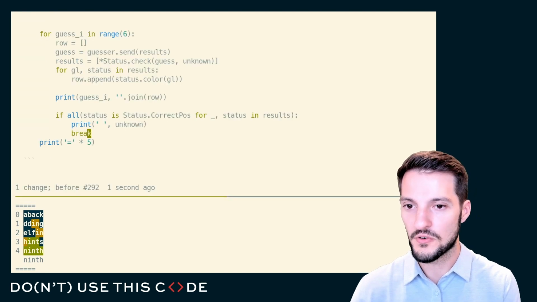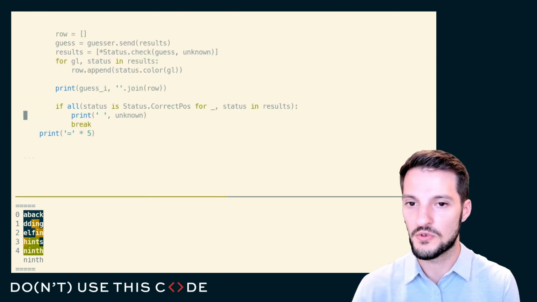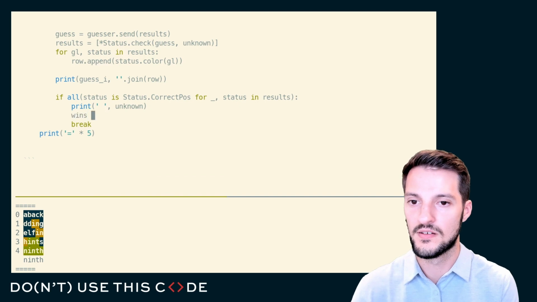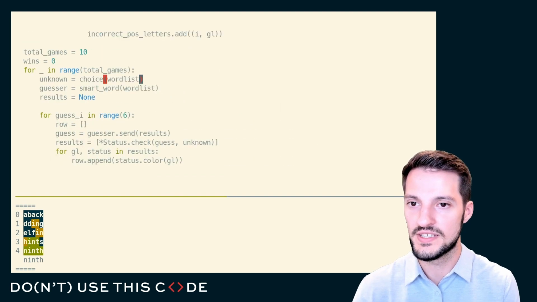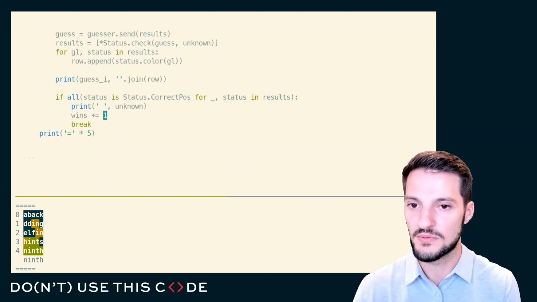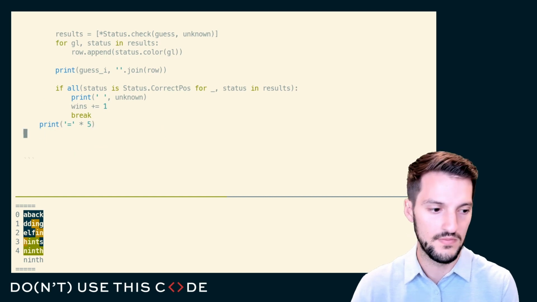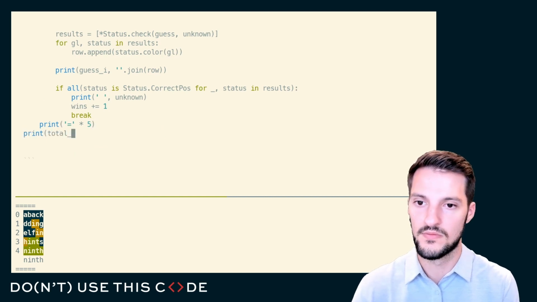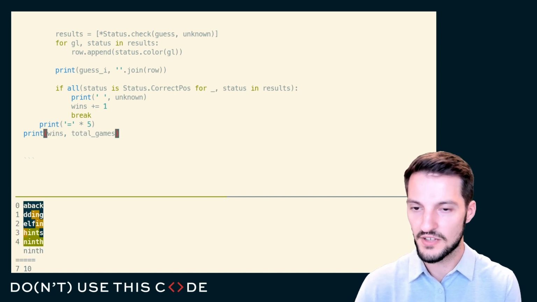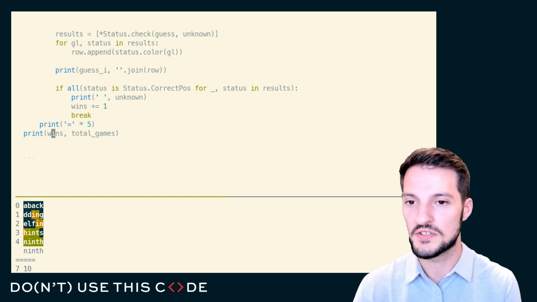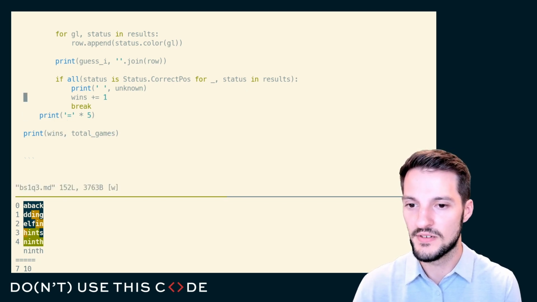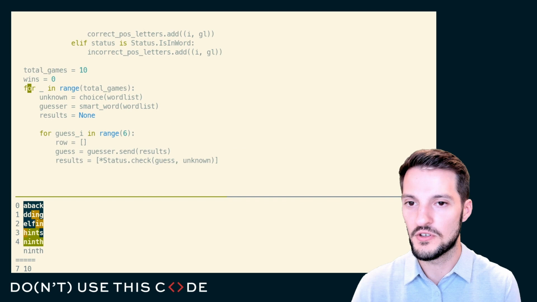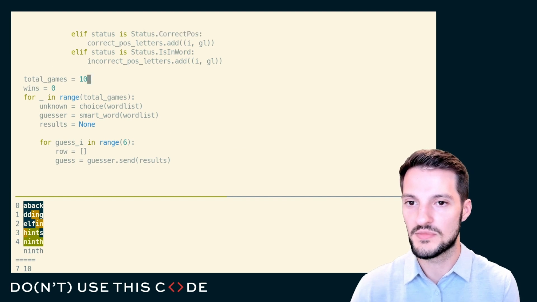But if we look overall, and if we win, call that variable wins. So let's print out our total games and our wins. And you can see we won 7 out of 10 games using this logic. That's not too bad. Let's see what happens if we bump this up to 50 games.